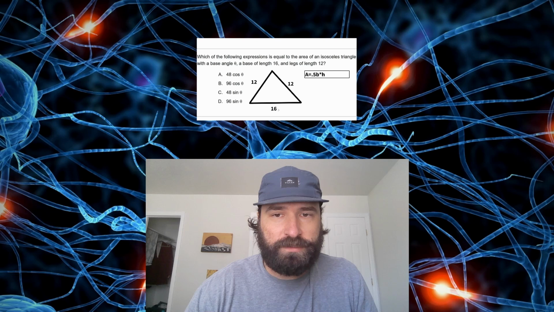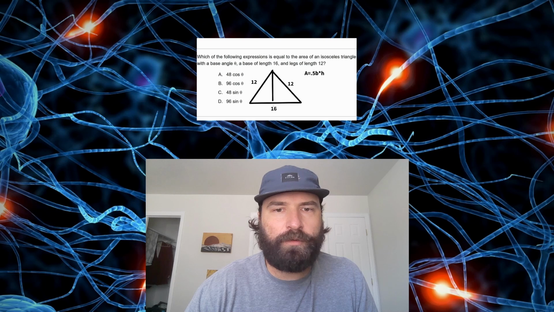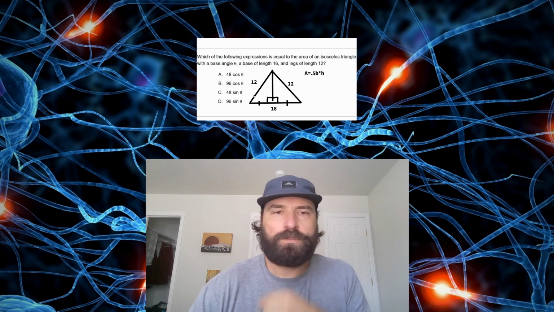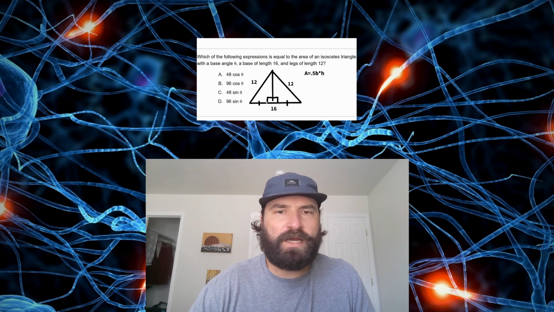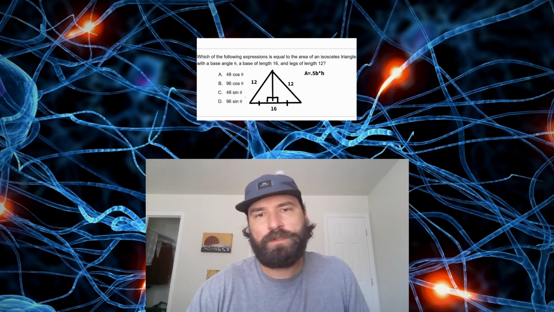So our base we know is 16, but we don't have a height of this triangle, so I'm just going to draw that in. So in an isosceles triangle, the height is always going to split the base in half. So the base is going to have equal lengths on both sides of the height, and a height by definition makes right angles with the base. So we can see that our answers have cosines and sines in them, which oftentimes use right triangles. So we're going to take a look at these two right triangles that we've created and try to set something up using sine and cosine.